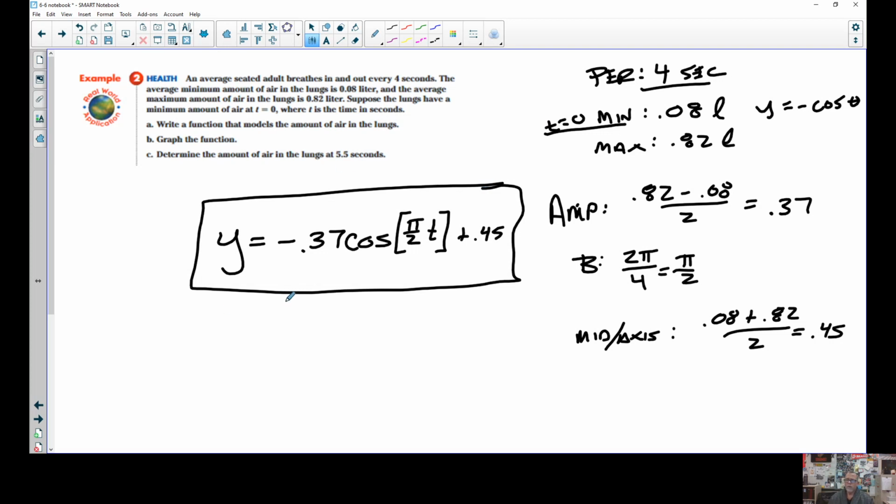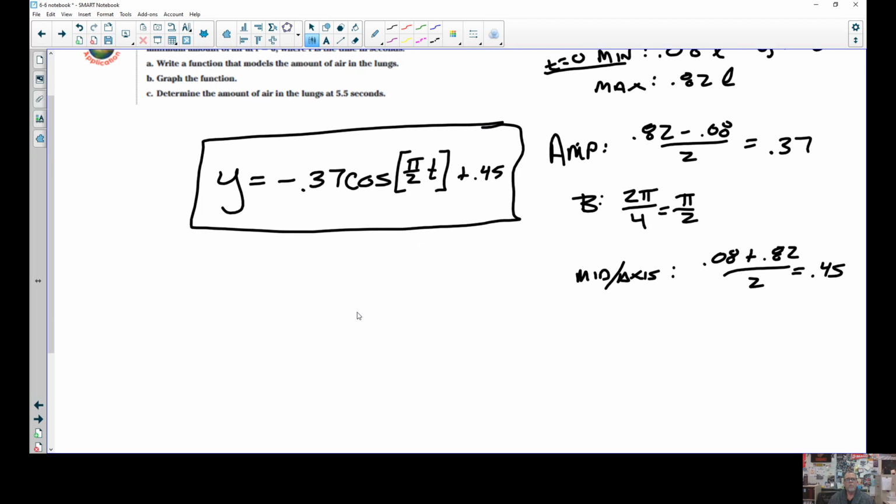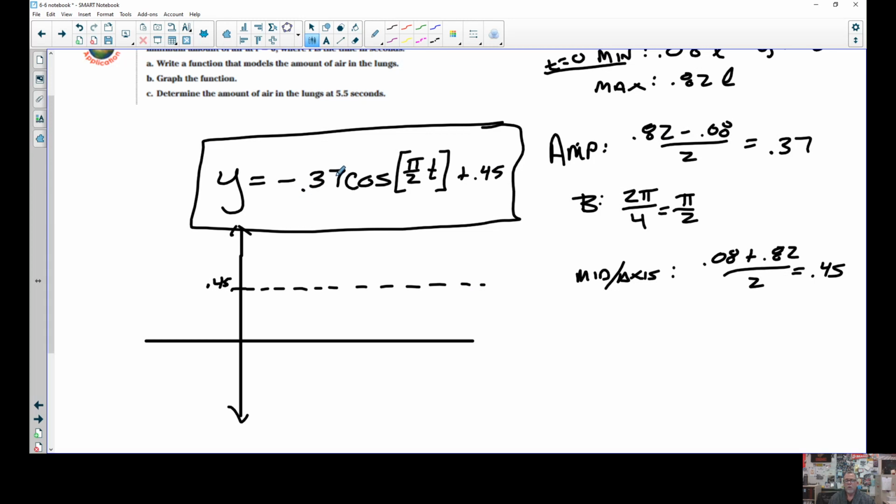Now I'd ask you to graph this. How would I graph this? Well, think about it. We can graph this pretty quickly. Let me get an axis quickly. I might want to move this up a little bit. All right, so what am I going to need? I know I'm going to 0.45, so let's go to 0.45 and make our axes. I know I'm going to go down 0.37 for a minimum. So 0.08, right? That told us that. 0.08 is our minimum, and 0.82 is our maximum.